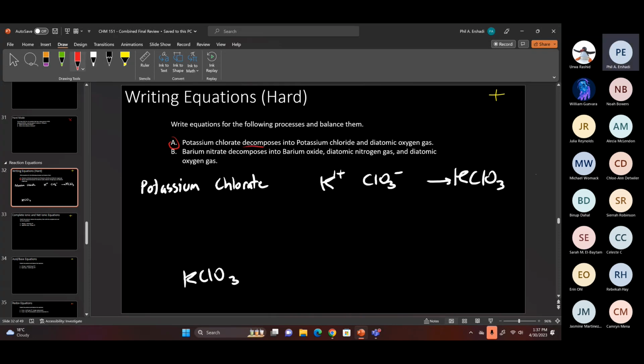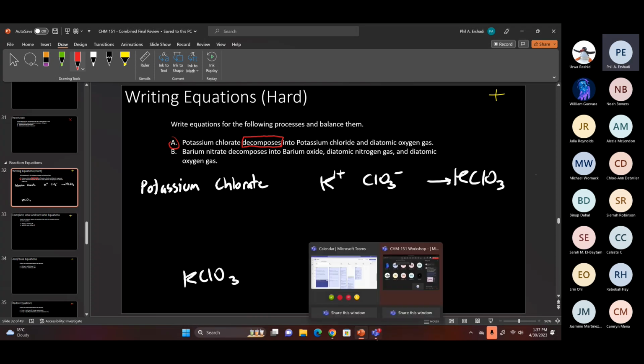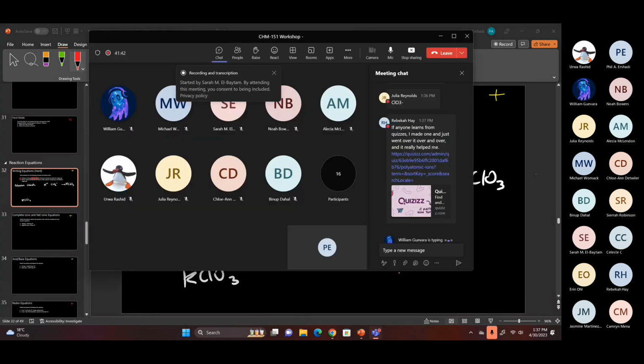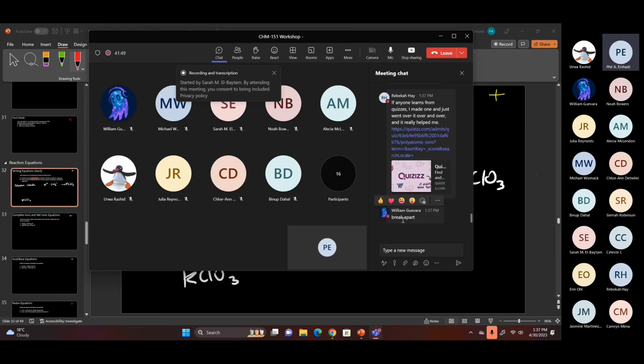And let me throw another question to the chat. If we have the word decomposes, do you remember what a decomposition reaction is? It breaks apart, right? So it's going to break into two things.